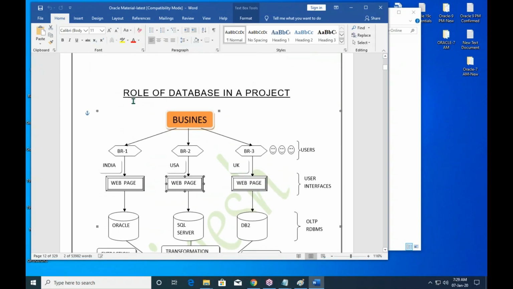We are discussing the role of database in a project. So how is a database useful in any project or in any business? If you are working in a company, there are some software development projects. In each project, there exist two types of databases.